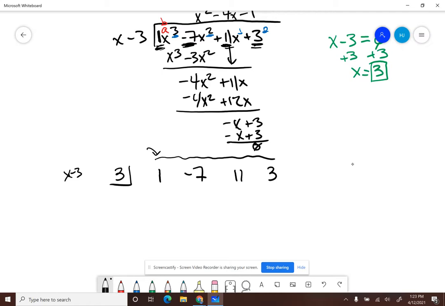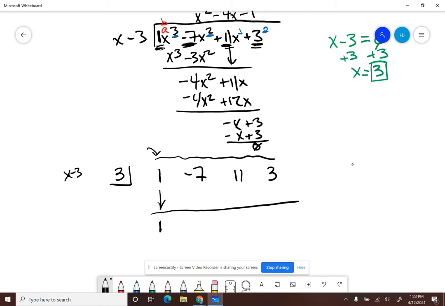Here's what I'm going to do. I'm going to leave a little bit of space, and I'm going to go ahead and put a line right here, okay? Now, the next thing I'm going to do, and this is what you do every single time, is I just go ahead and bring down this 1 just like it is, okay? So the first thing you do with synthetic division is to bring it down.